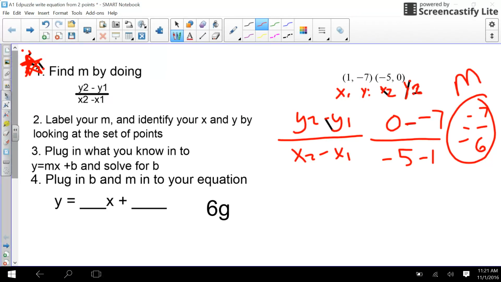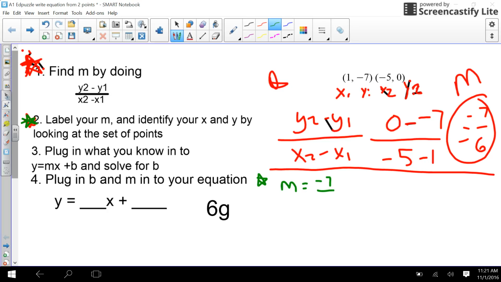This is really important when we come over here to step 2. So that was all step 1. I'm going to do this in green. Now we're going to do step 2 right here. It says label your m, which I already know is negative 7 over 6, my x and my y. Guys, you find this by simply looking at a set of points that you're already given.